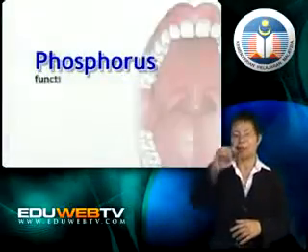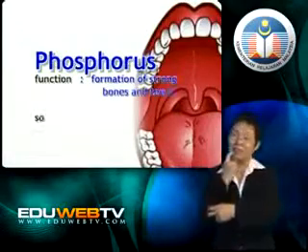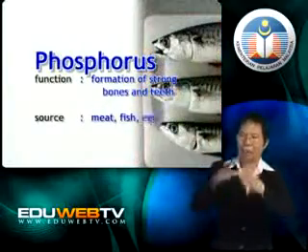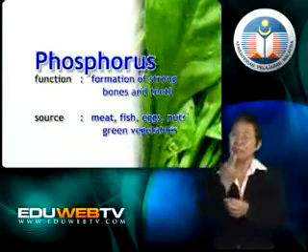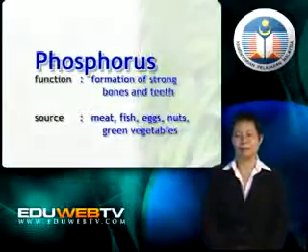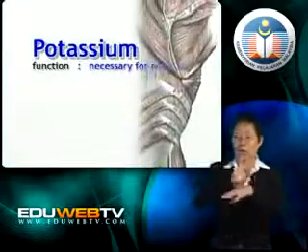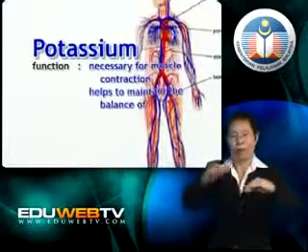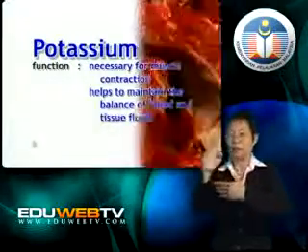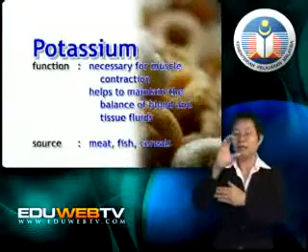Phosphorus, function: formation of strong bones and teeth. Source: meat, fish, eggs, nuts, green vegetables. Potassium, function: necessary for muscle contraction, helps to maintain the balance of blood and tissue fluids. Source: meat, fish, cereals.